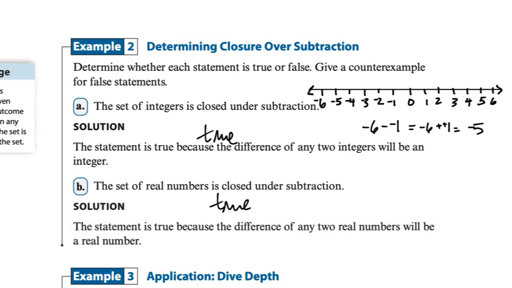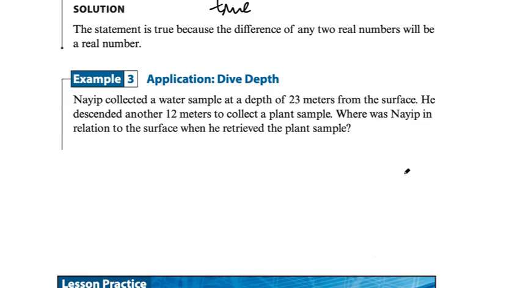Let's look at example 3. Here in example 3, we're looking at an application and we're thinking about dive depth. And so we have Nayib, who collected a water sample at a depth of 23 meters from the surface. So that's 23 meters down. Let's make 23 negative. There. So 23 meters down from the surface, and then he descended another 12 meters to collect a plant sample. Where was Nayib in relation to the surface when he retrieved the plant sample?